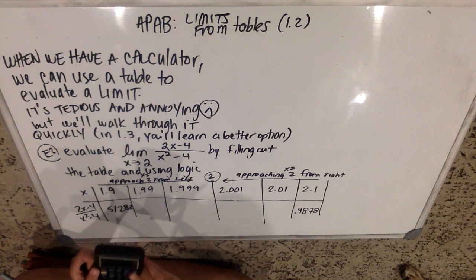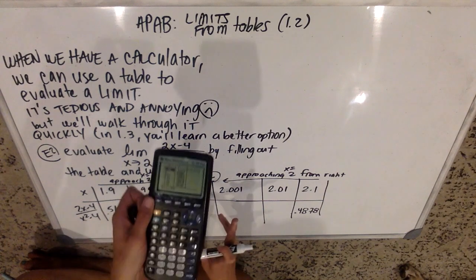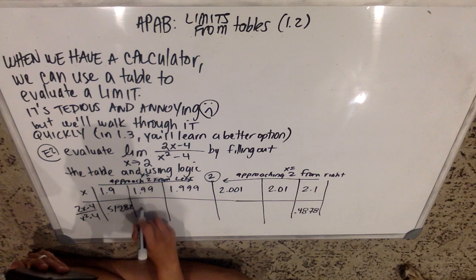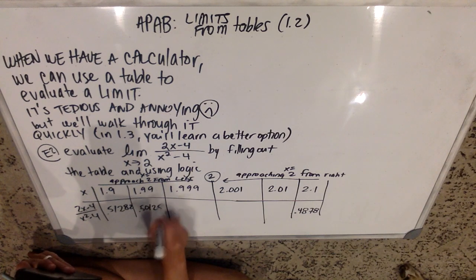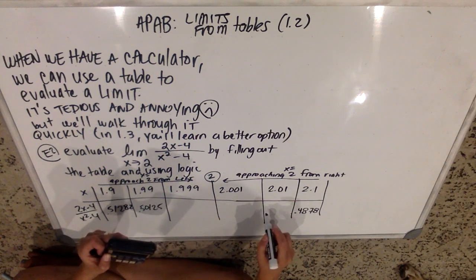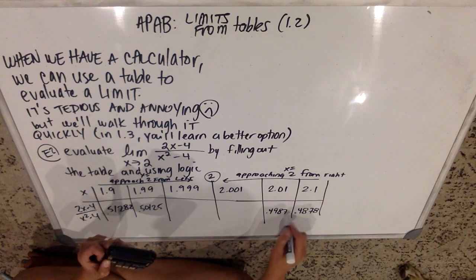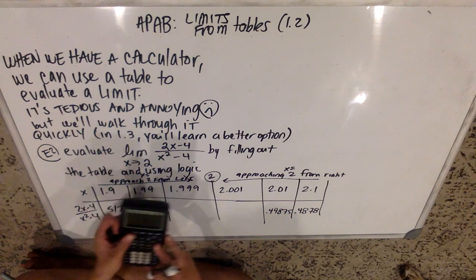Now I go back to table, scroll up one, and you'll see that I conveniently have both of those values. So 1.99 is 0.50125, and 2.01 is 0.49875. Then I'm going to go back to table set.